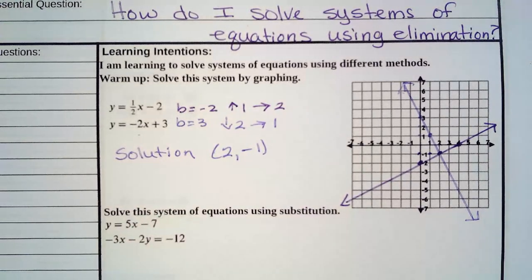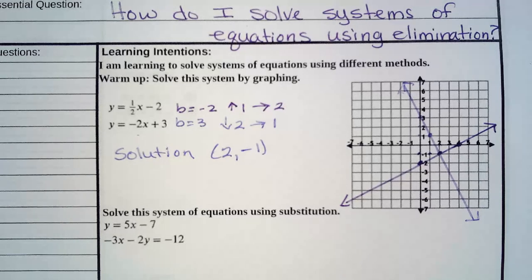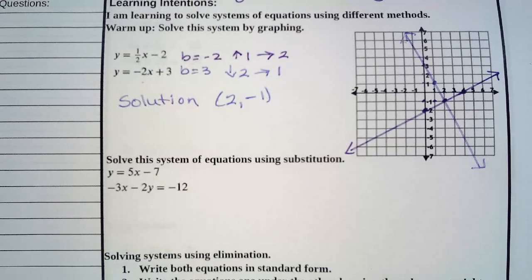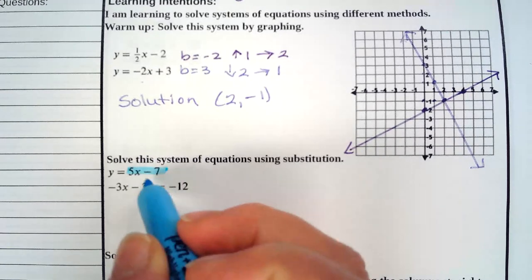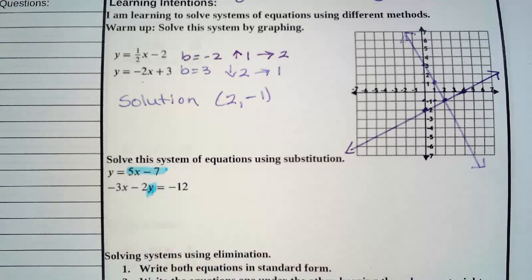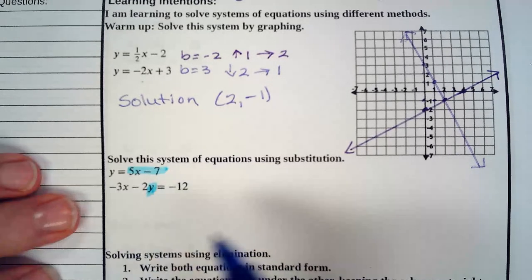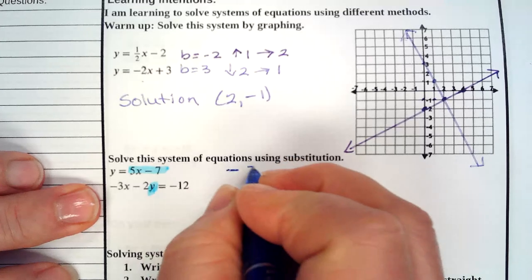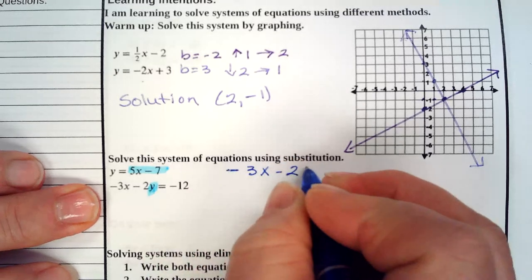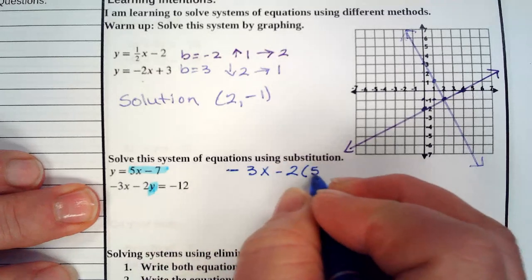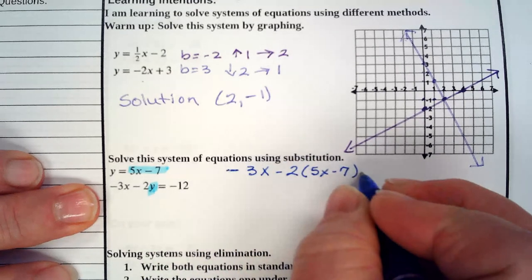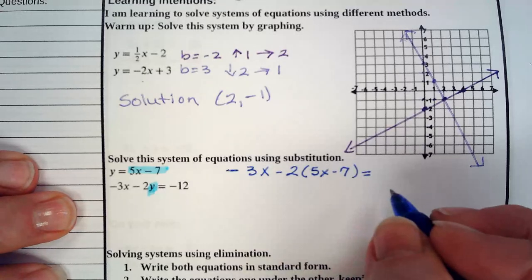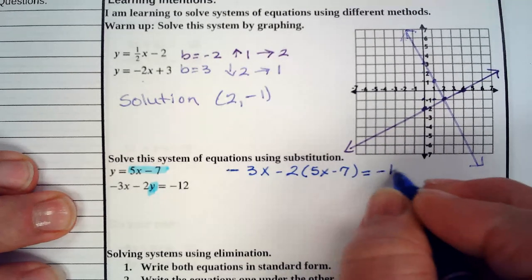Okay, if you did not do the second one on your own, please pause the video and try to do that now. We're using substitution. I know what y is equal to, so I'm going to plug it in the second equation where you've got y is equal to. So I've got -3x minus 2, then in parentheses, 5x minus 7, is equal to -12.